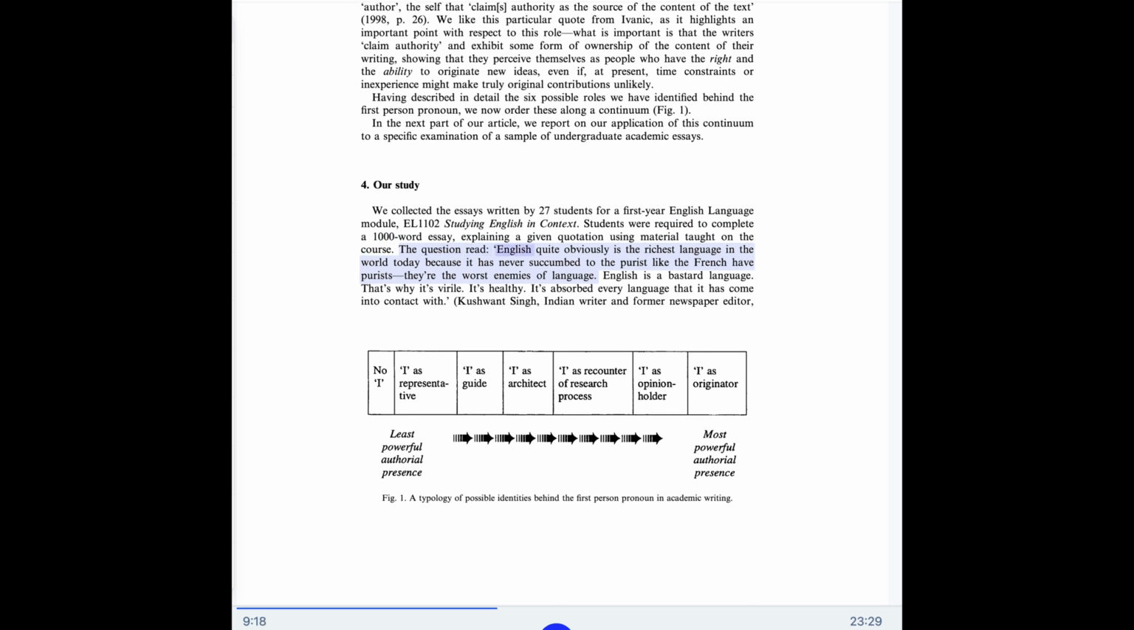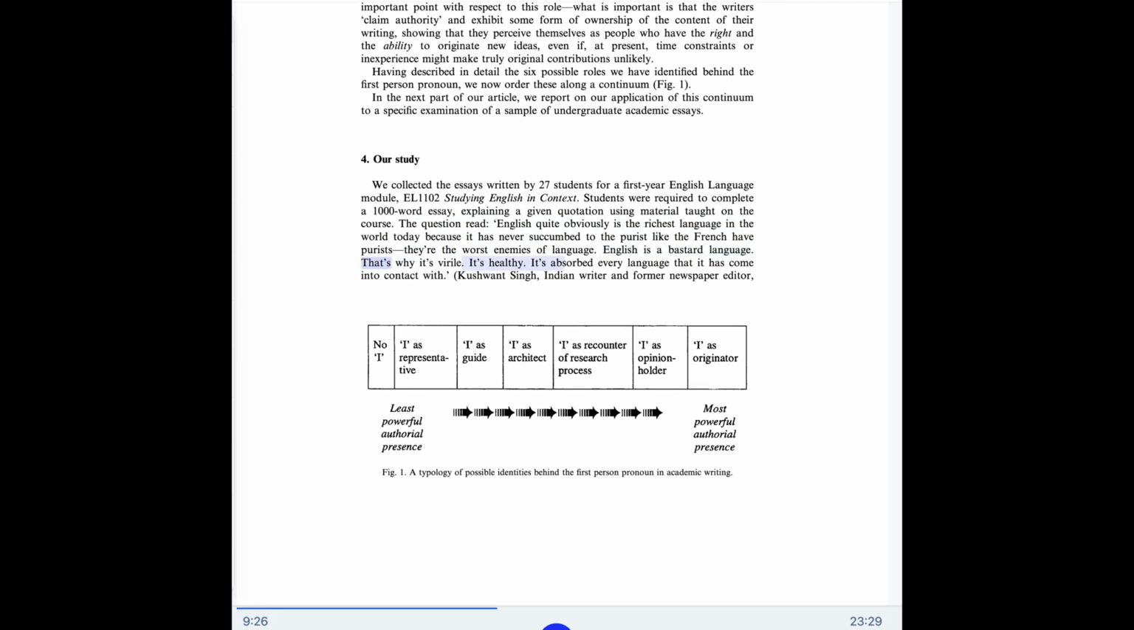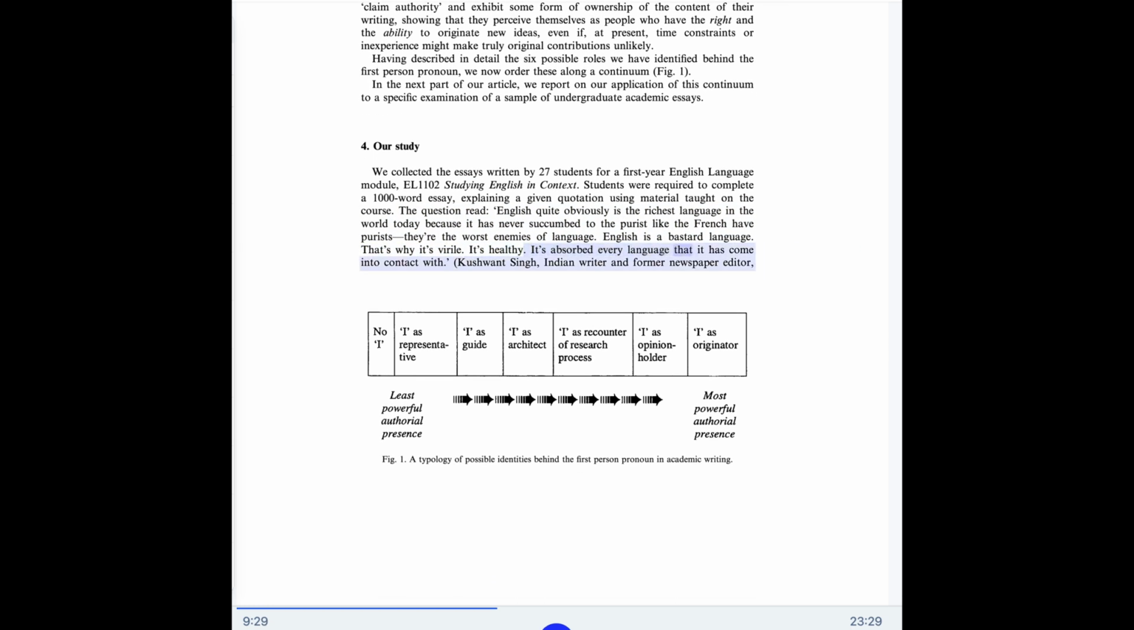The question read: English quite obviously is the richest language in the world today because it has never succumbed to the purists, like the French purists. They are the worst enemies of language. English is a bastard language. That's why it's virile. It's healthy. It's absorbed every language that it has come into contact with. Khushwant Singh, Indian writer and former newspaper editor.